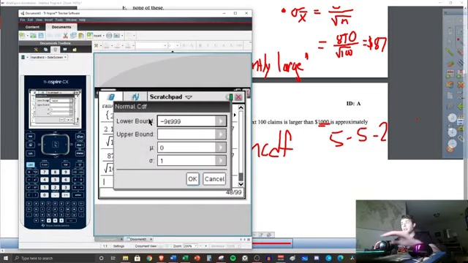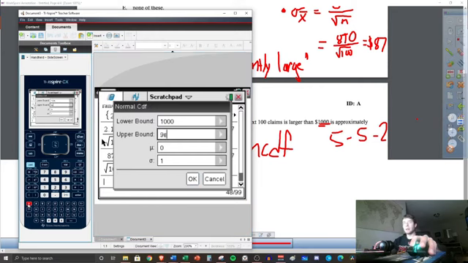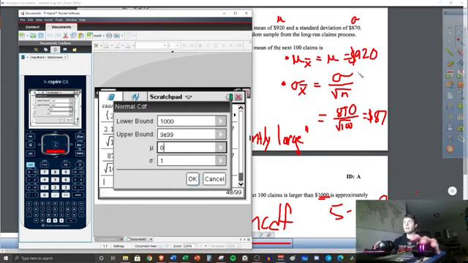What do we put for the upper boundary? What would be the highest possible value? Well, we don't really have a limit for that, so we use infinity, which is going to be 9. We hit this double E, 9, 9. Then we go down. We're going to enter in the mean that we found from the first part. That 920 goes here.